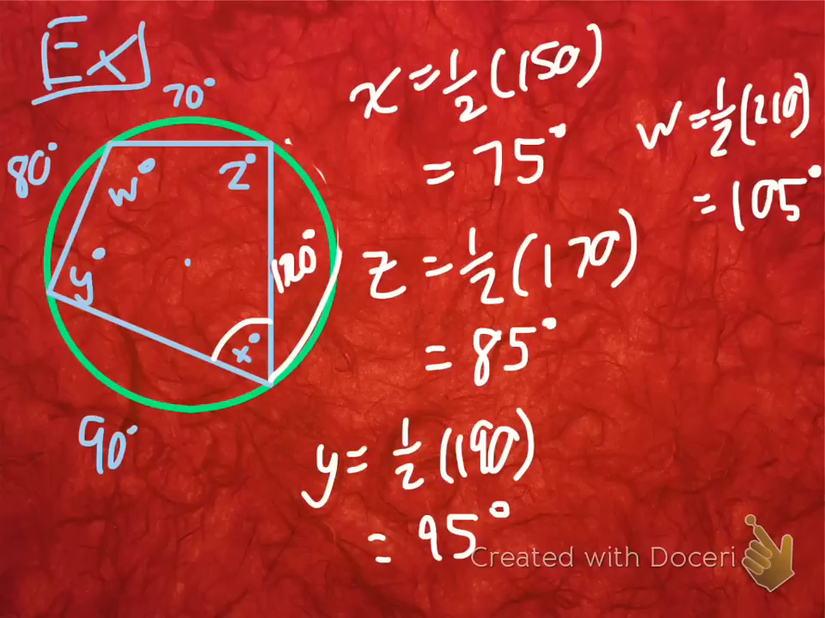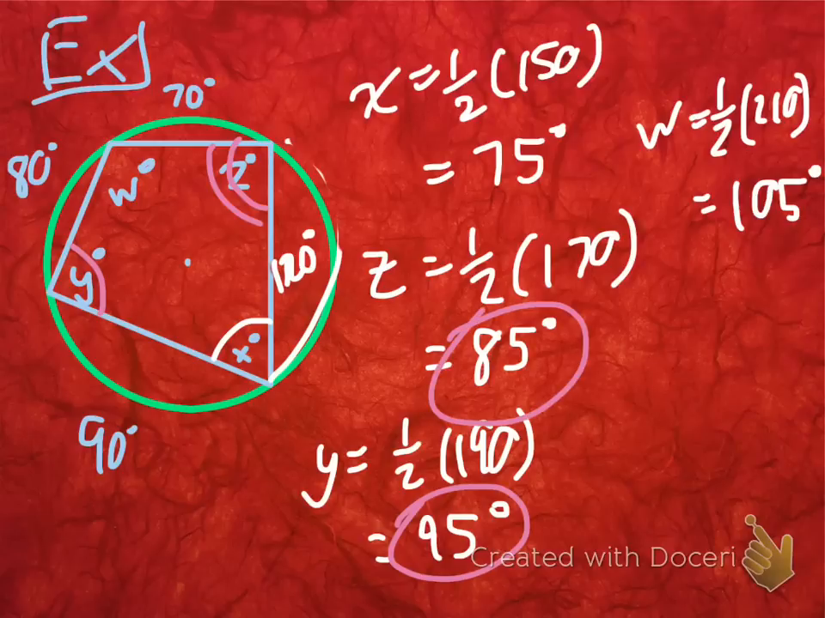So something that you can gather from this, and this happened just in this specific case, but it also happens in general. It's a corollary to the theorem we just saw. If you notice the opposite angles in this inscribed quadrilateral, let's look at angle Y and angle Z. Angle Y is 95, angle Z is 85, and if you notice, Y plus Z gives you 180.